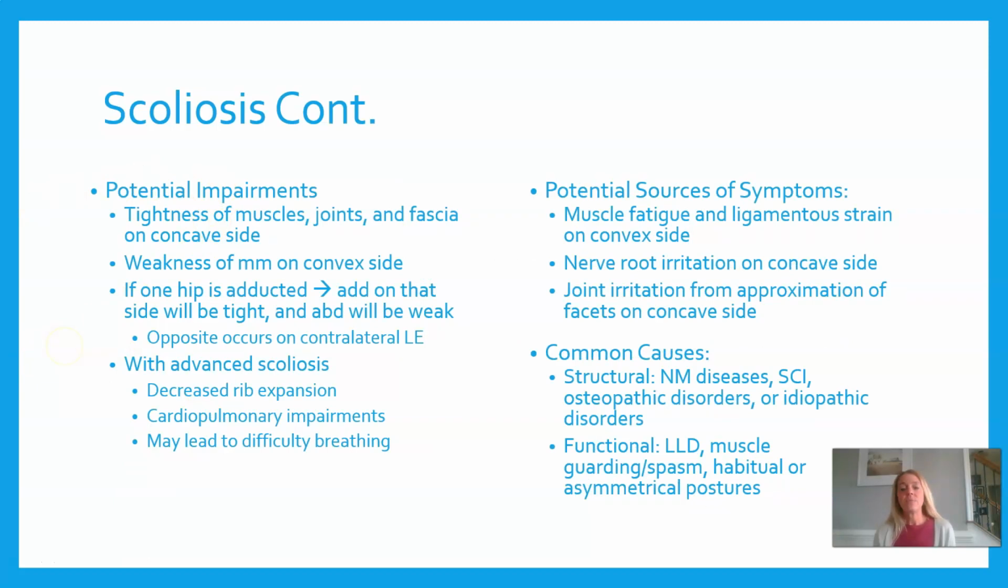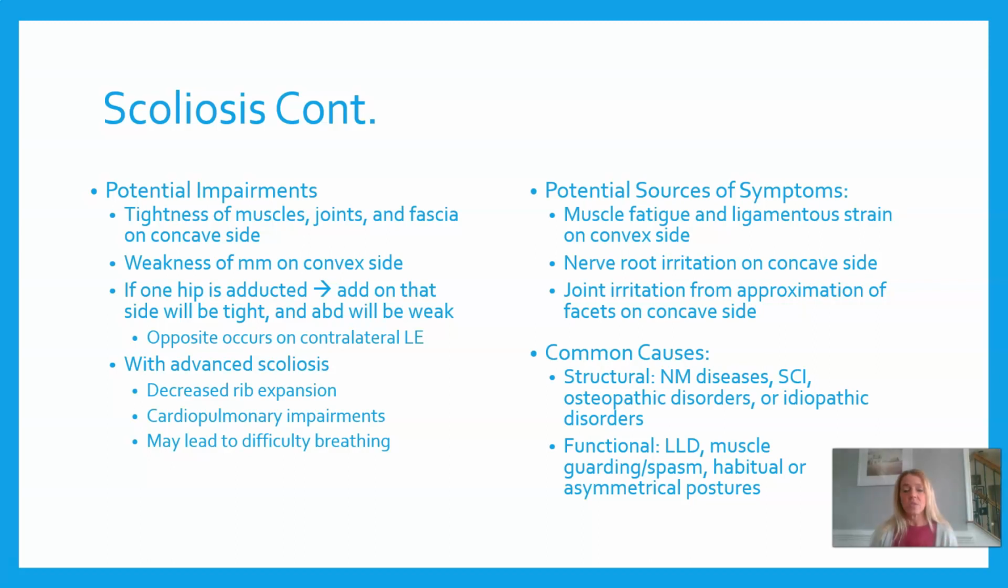So potential impairments that we can see with scoliosis, we can see tightness of muscles, joints, and fascia on the concave side. That's the side that they curve towards. So everything's going to be kind of tight on that side. And then we're going to have weakness on the convex side because everything's being stretched out on that side. If one hip is going to be adducted, the adductors on that side will be tight, and then the abductors will be stretched and weak. The opposite will then occur on the contralateral lower extremity. And we'll see this because you will often see pelvic asymmetries along with the scoliosis.